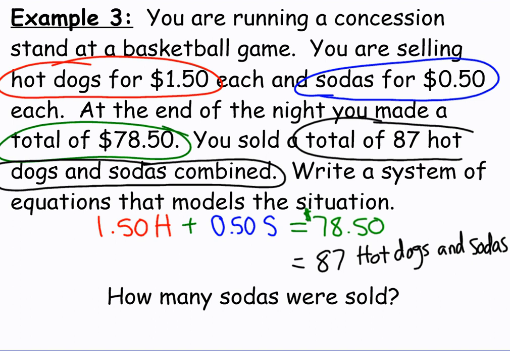Our first equation is $1.50 per hot dog plus 50 cents per soda is what gave us our $78.50 total that we made. We have H plus S equals 87. And that's because we sold hot dogs and sodas to get a total of 87 hot dogs and sodas sold. There you have it, our system of equations for modeling the situation.